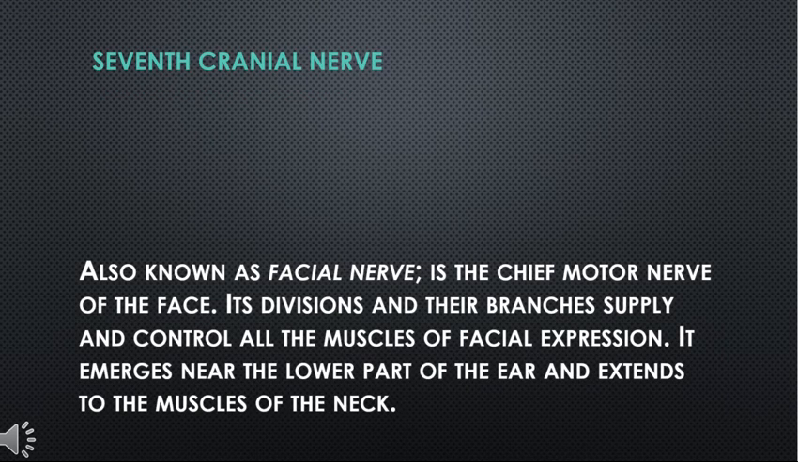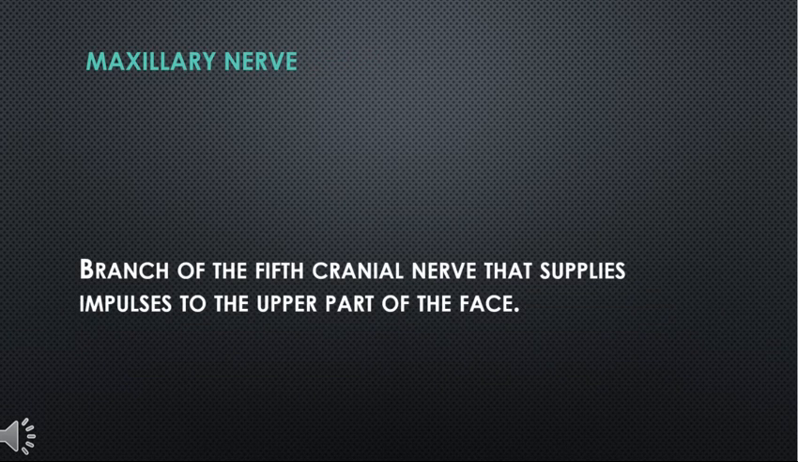Seventh cranial nerve. Also known as facial nerve, is the chief motor nerve of the face. Its divisions and their branches supply and control all the muscles of facial expression. It emerges near the lower part of the ear and extends to the muscles of the neck. Maxillary nerve. Branch of the fifth cranial nerve that supplies impulses to the upper part of the face.